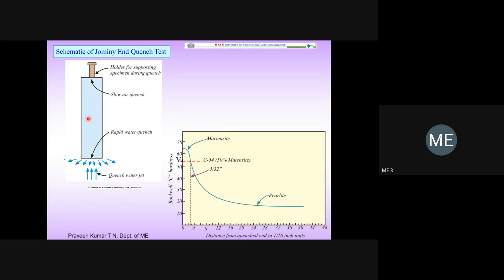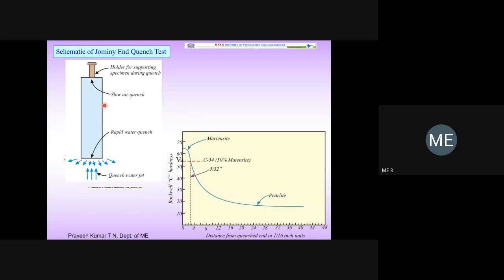Then you have to quench this material. Quenching is nothing but putting a water jet from the bottom. Once you put the water jet, or sprinkle the water on this surface, the hardness will change. Where will you have the maximum hardness? At the bottom surface or the top surface of the specimen? The bottom surface.